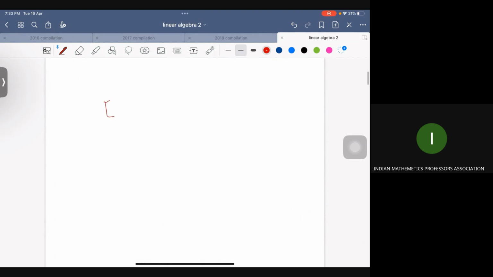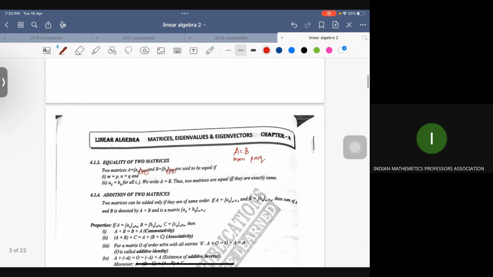A matrix A with entries 1, 0, 2, 3 is said to be equal to a matrix B if this is of order 2 by 2, then B should be of order 2 by 2 and all the entries must be the same. So we can say that matrix A is equal to B.